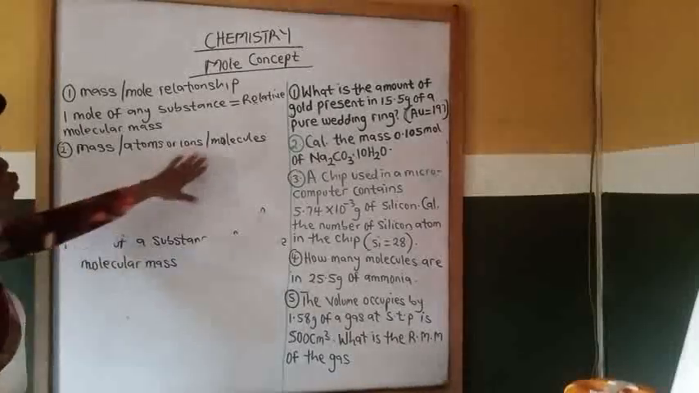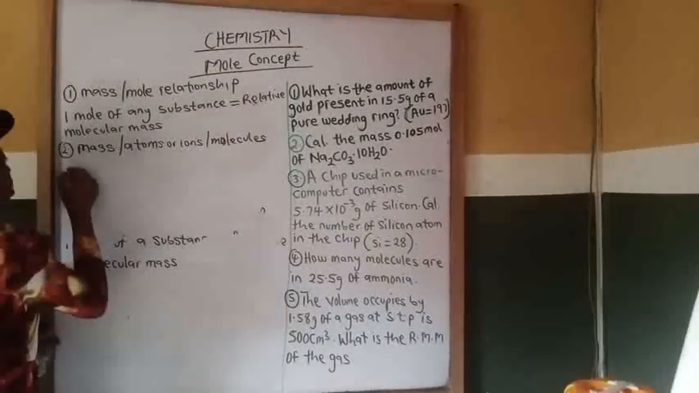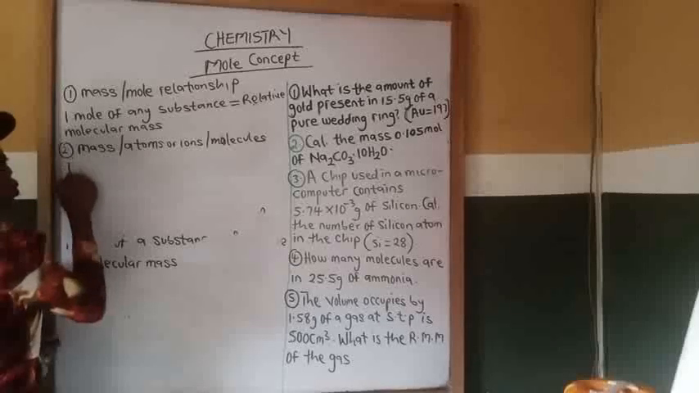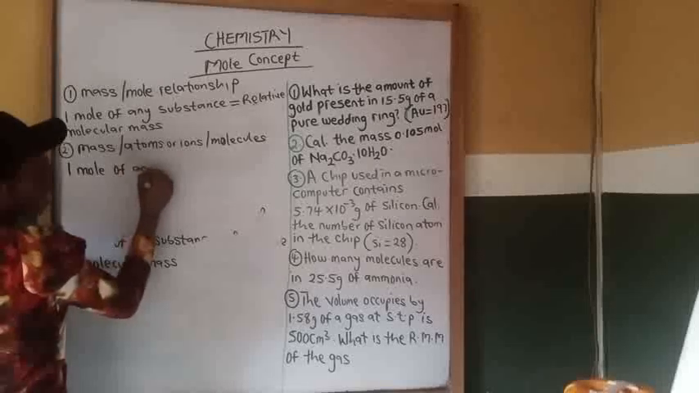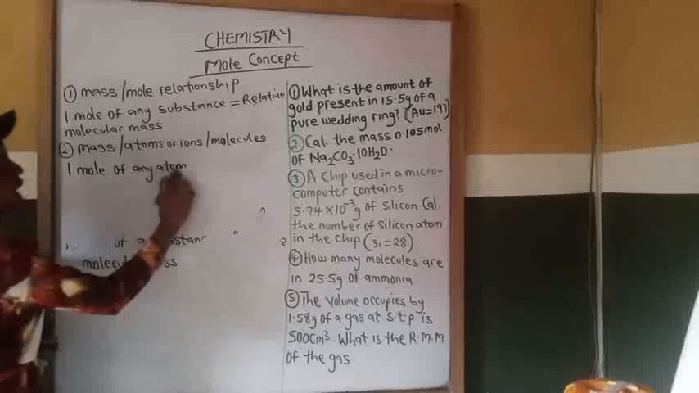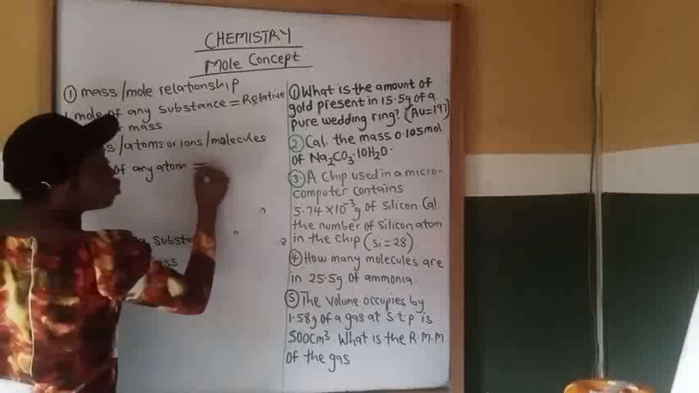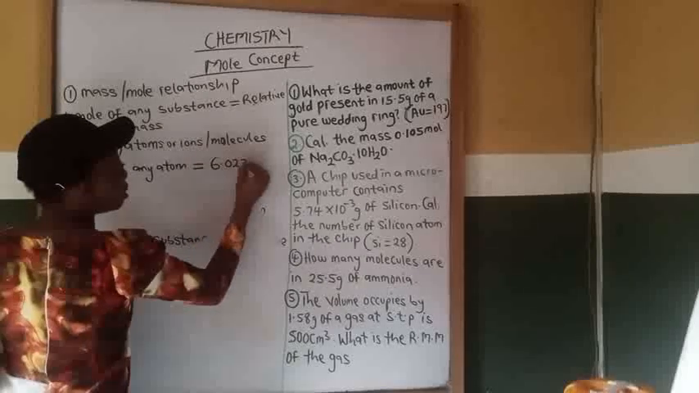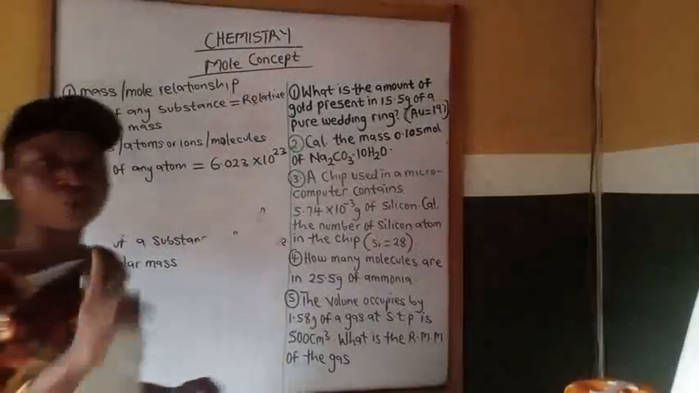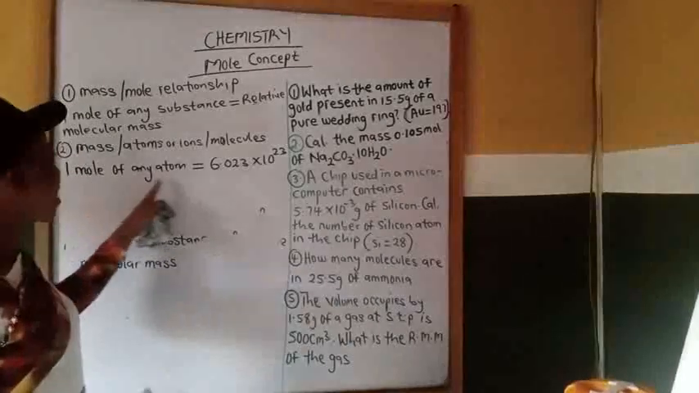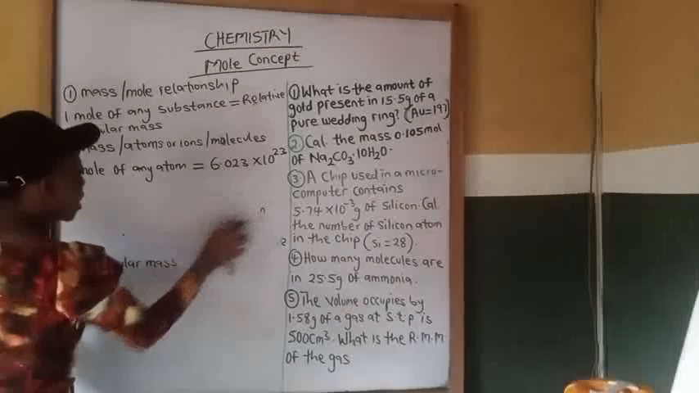Then the first step to take is to write that 1 mole of any atom is equal to your Avogadro's number. It can be an atom, an ion, or a molecule. 1 mole of any atom, that is the first thing to write, is equal to your Avogadro's number.